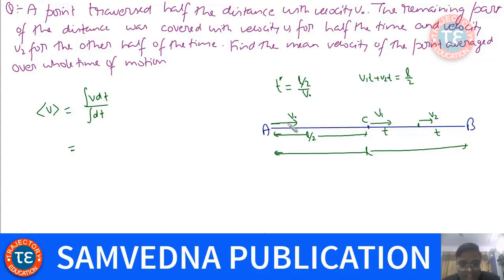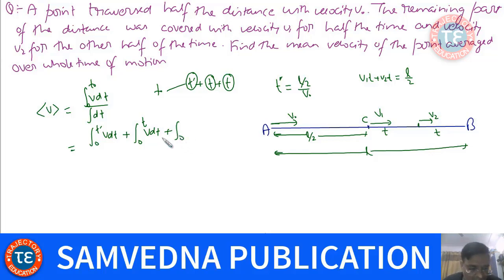But this V is going to be different for different time intervals. Suppose the journey from A to B has total time 0 to t naught, but this t naught consists of t dash plus t plus t, and velocity during t dash is v naught, velocity during next t is v1, and velocity during next t is v2. So we will break this integral into 0 to t dash v dt, which is L by 2, and then from 0 to t, where v is v1.